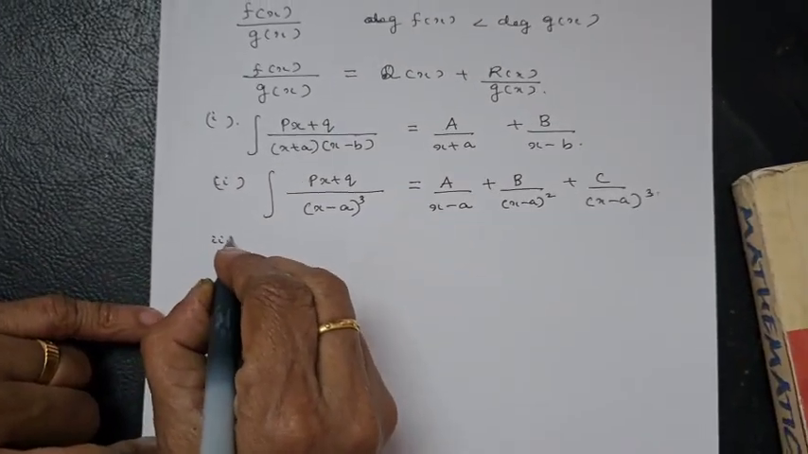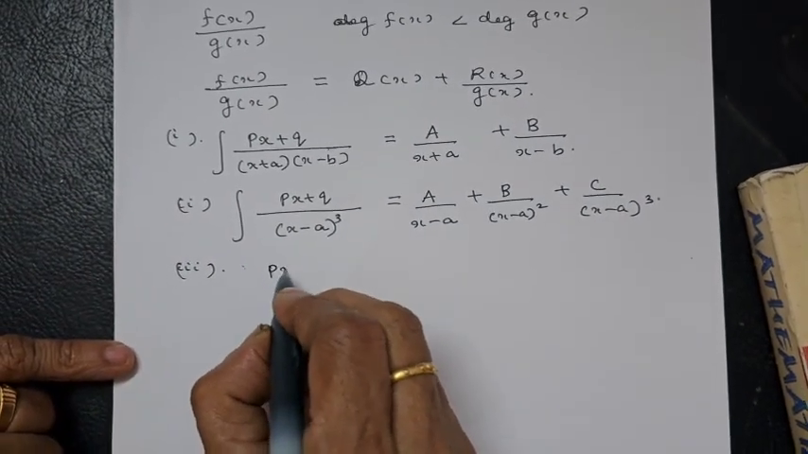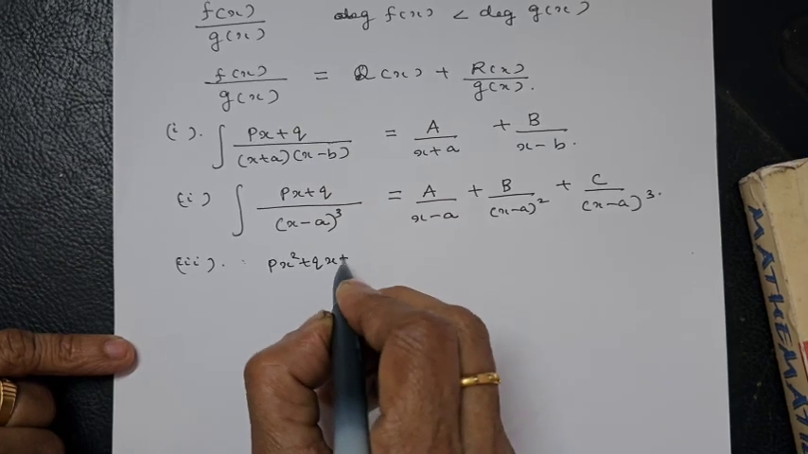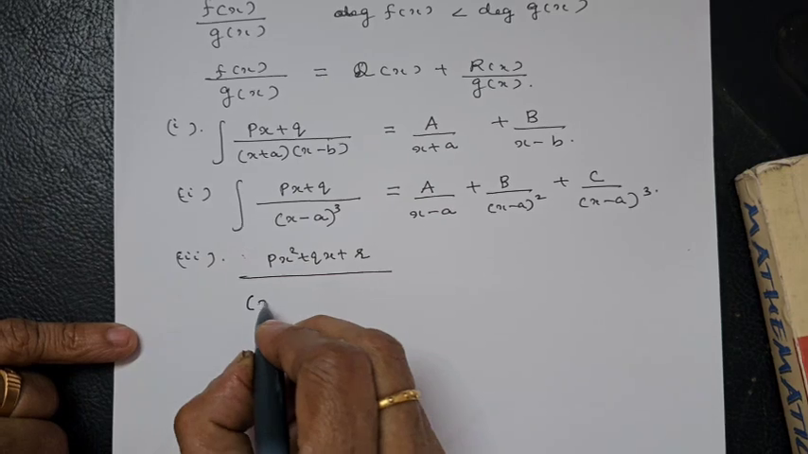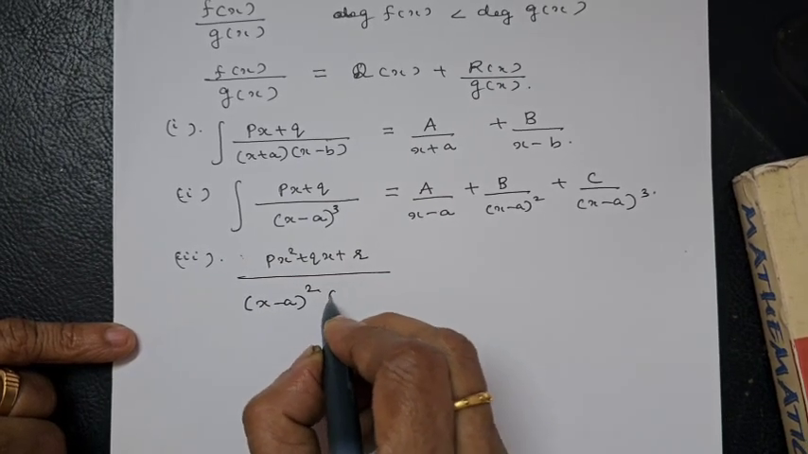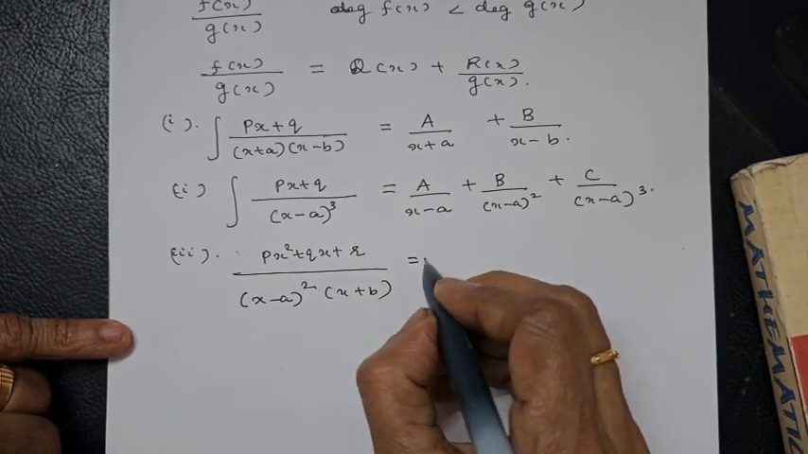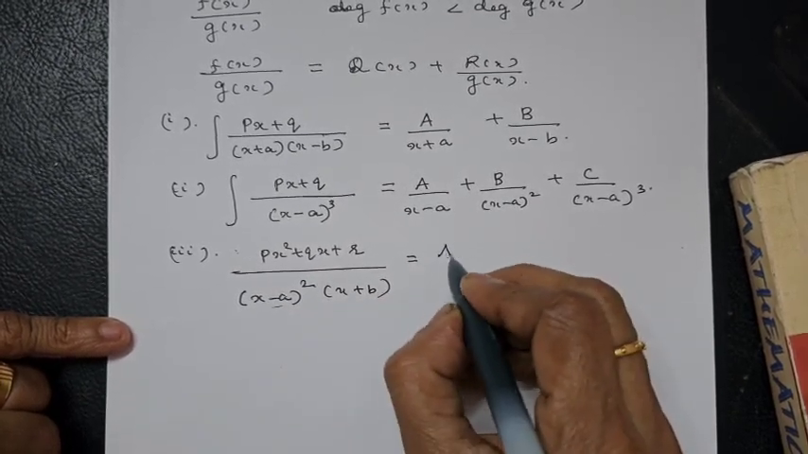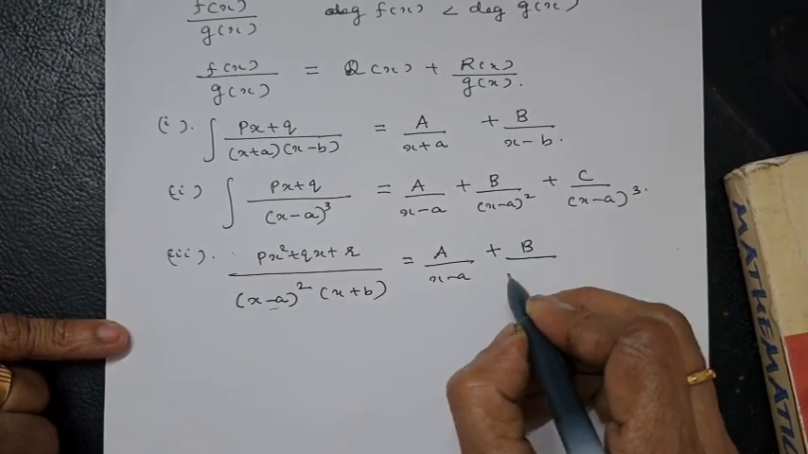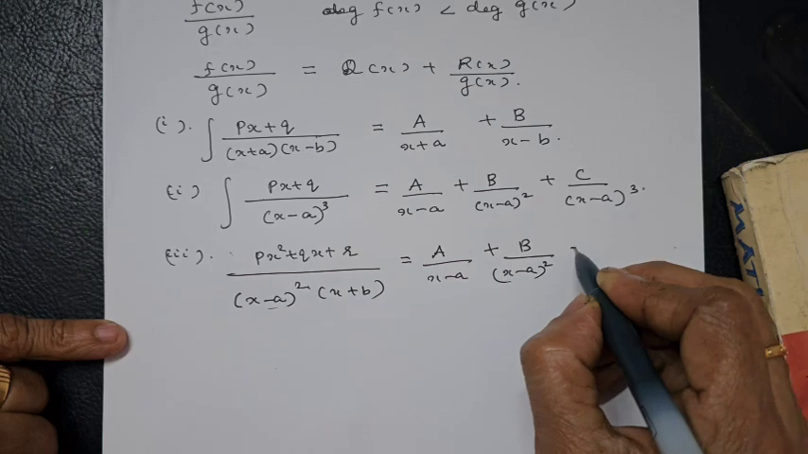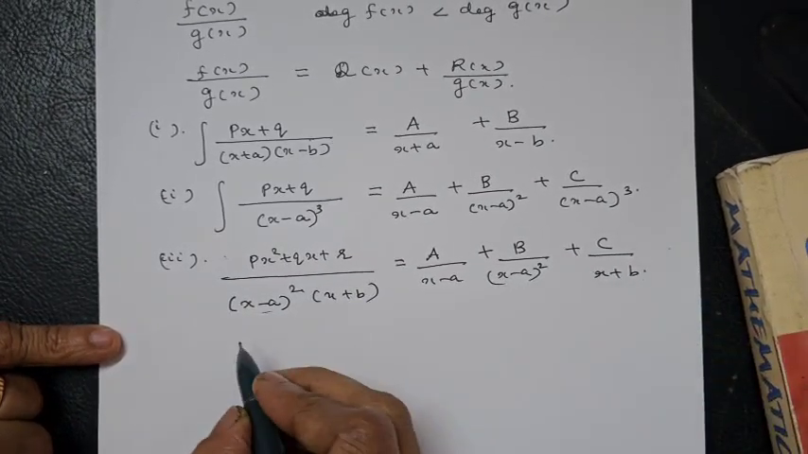The third category is a combination of both. That means px square plus qx plus r by one repeated factor and one linear factor like this. Then we can write it as a by x minus a, for the repeated factor, plus b by x minus a whole square, and for the third factor, this distinct linear factor, c by x plus b.